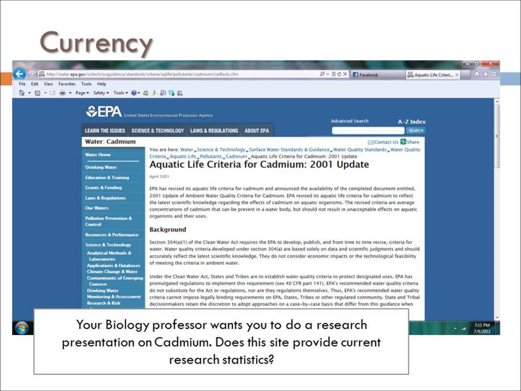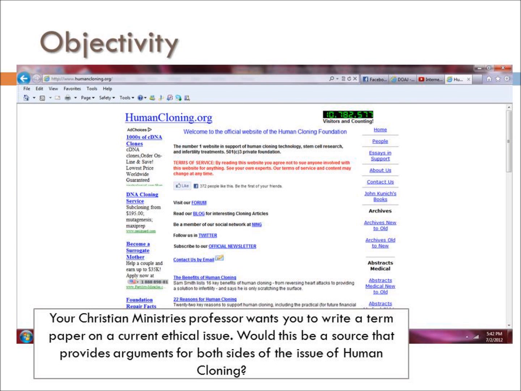for current statistics. Next, we want to look at the objectivity of the website, whether the website is biased to one point of view, whether it has an agenda, the people that are running the website have a certain agenda. This is a human cloning website, and the example says, your Christian ministry professor wants you to write a term paper on a current ethical issue. Would this be a source that provides arguments for both sides of the issue of human cloning?